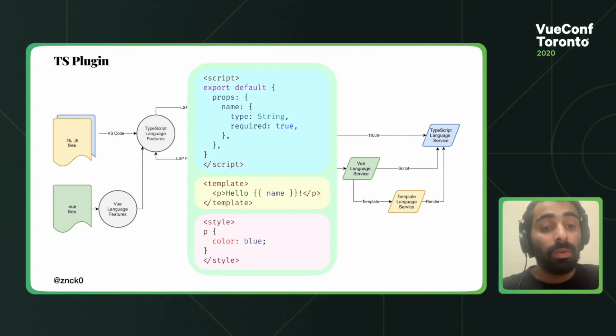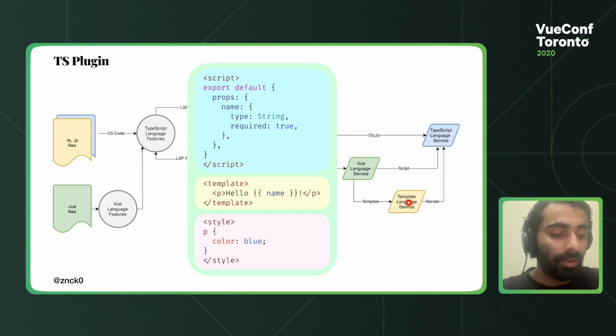So the script block goes through the Vue language service to TypeScript directly. The template block goes to the template language service, converts to a render function, and then to the TypeScript language service. That's it.